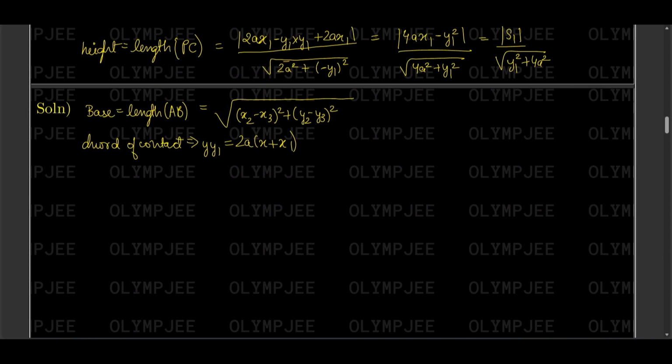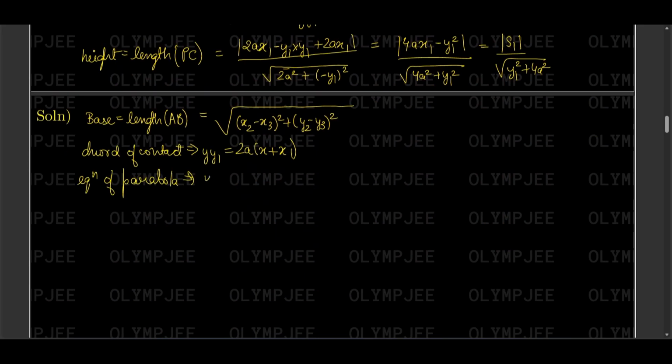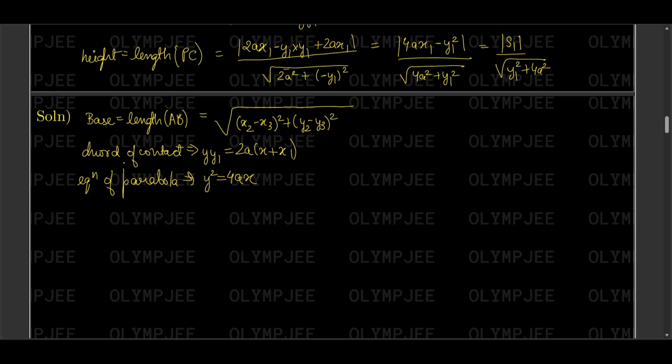So the equation of parabola was y square is equal to 4ax. Now I need to find out the intersection between these two equations. So I will be putting the value of x from this equation to this equation, which will give me y1 is equal to 2a. So x will be y square by 4a.